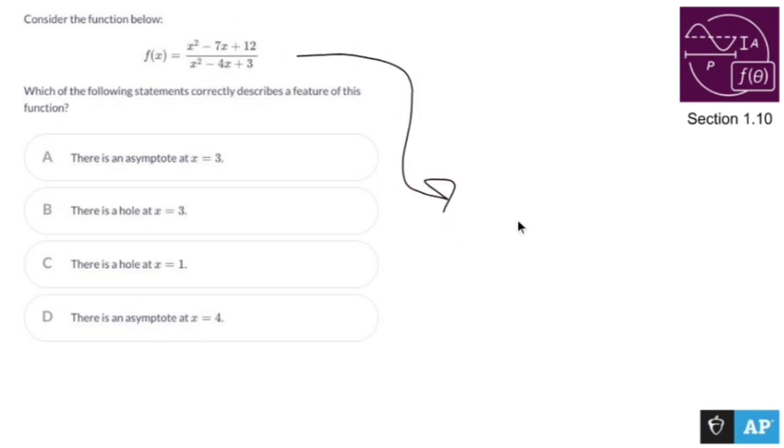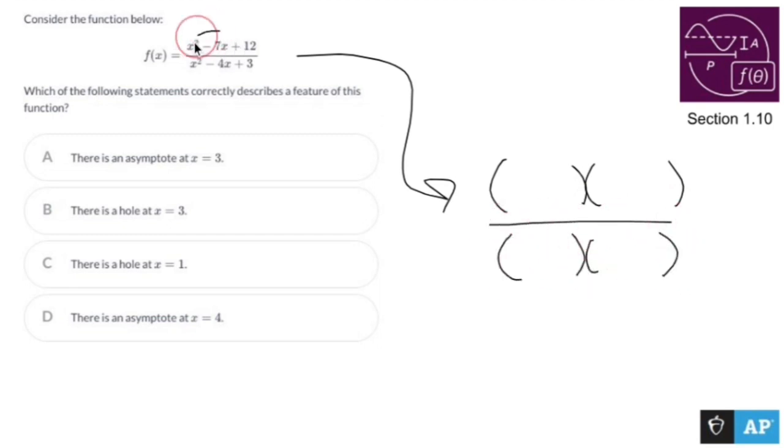Before I do that, I need to factor each one. This is quadratic stuff, so I know it's going to look like this on the top, and like that on the bottom. Up top, I have two numbers that add up to -7 and multiply out to 12. So x minus 3, x minus 4 should do the job. Two numbers that add up to -4 and multiply out to +3 should be x minus 3. Ooh, look at that. And x minus 1 should do the job.